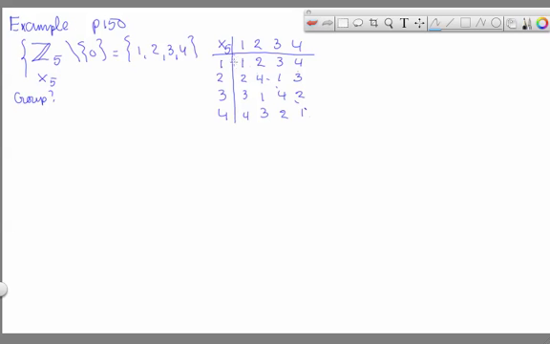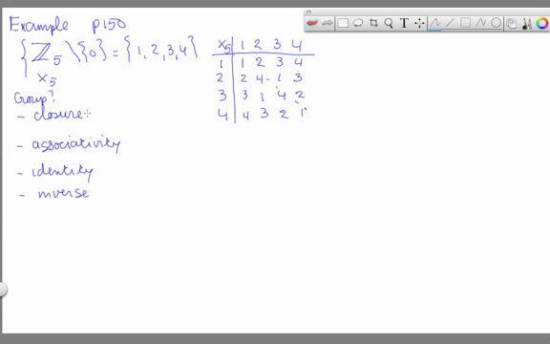in this Cayley table. Now, if I want to know if it's a group, yes or no, I need to clarify a few things. First of all, I need to clarify closure. Then I need to clarify associativity. Next, I need to clarify the identity. And last thing is then the inverse operation.